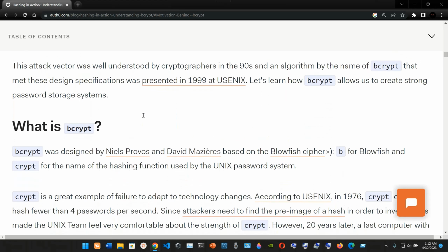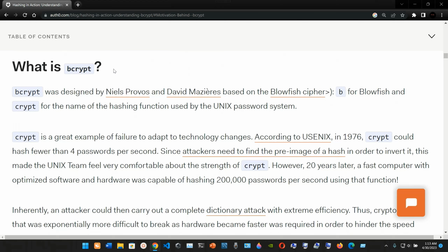password length. This attack vector was well understood by cryptographers in the 90s, and an algorithm by the name of Bcrypt that met these design specifications was presented in 1999 at USENIX. Let's learn how Bcrypt allows us to create strong password storage systems.